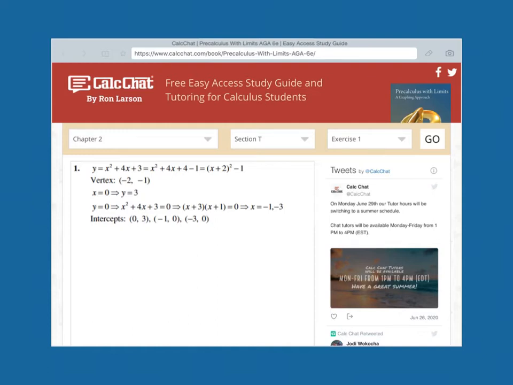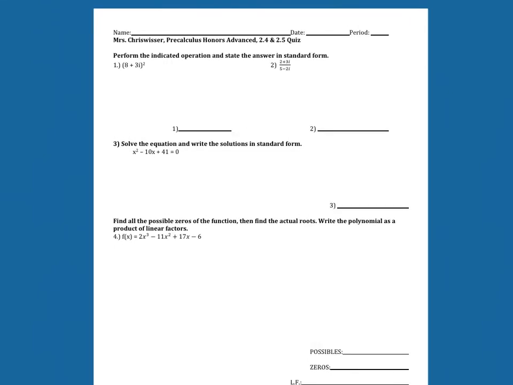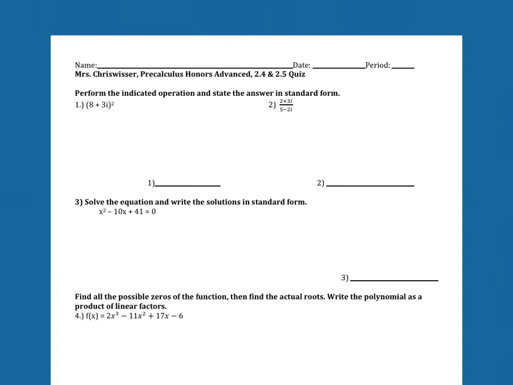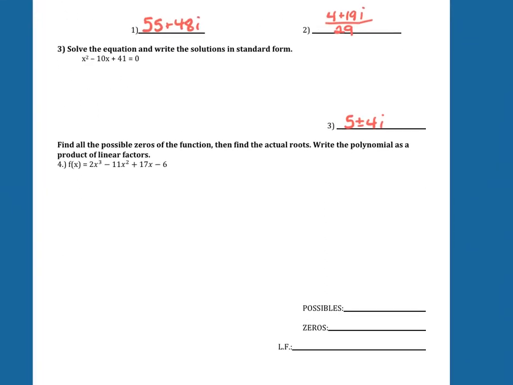You're welcome. This is from the practice quiz that you did last week. If you want to get this open, it should have started with the 8 plus 3i. Pretty much everything that's on here is on your test, just not necessarily tomorrow's part, but everything that's on here is on your test. This should have been 55 plus 48i. This should have been 4 plus 19i over 29. If you split it, that's also fine. This should have been 5 plus and minus 4i. Again, if you split it, it's fine.